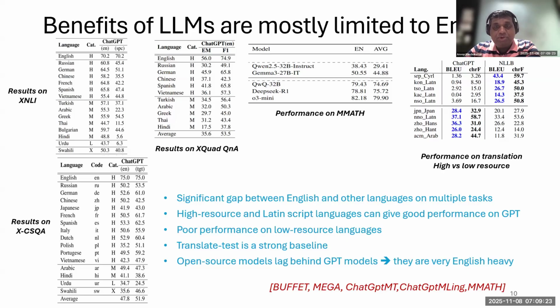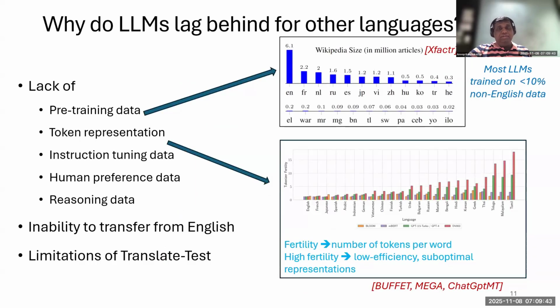And if you look at open source models versus GPT and some of the proprietary models like Gemini and all, you would find that there is a big gap. The open source models are still very interesting. There are a few models now that are increasingly becoming multilingual, but there is a long way to go. So now the next natural question is, okay, why do these LLMs lag behind for other languages? And there are a few well-known reasons.